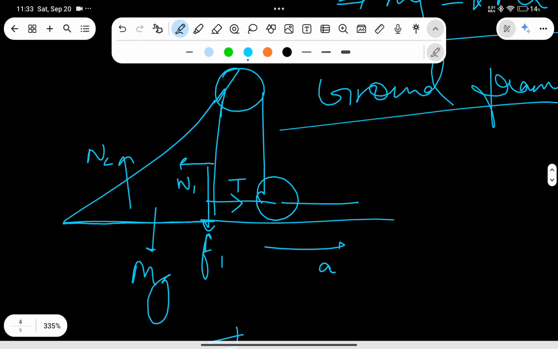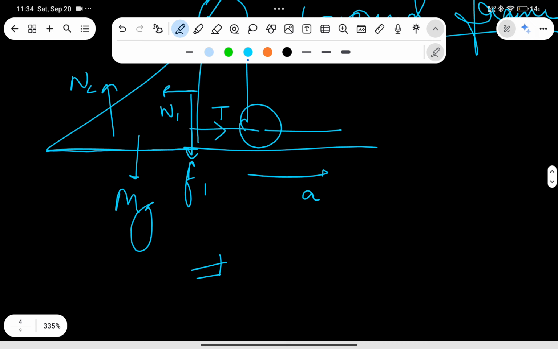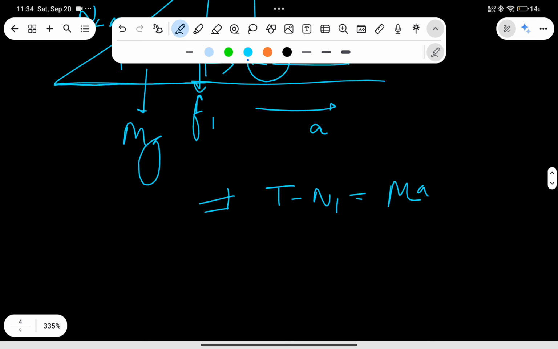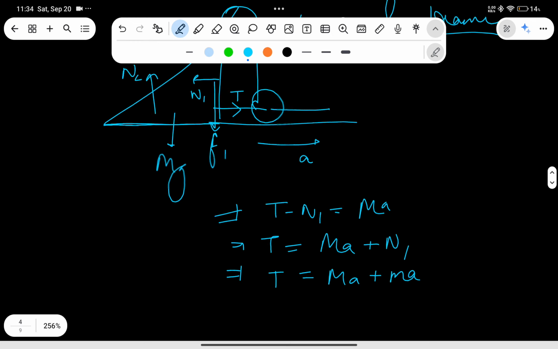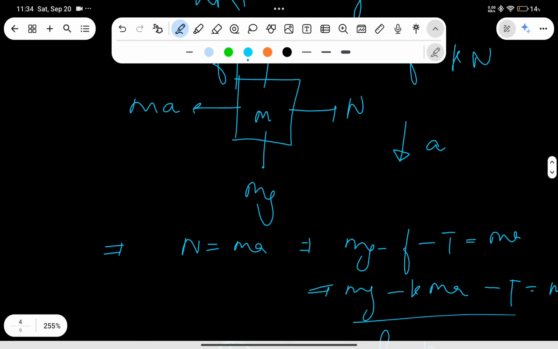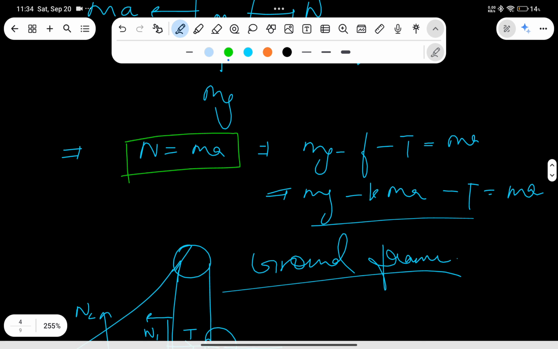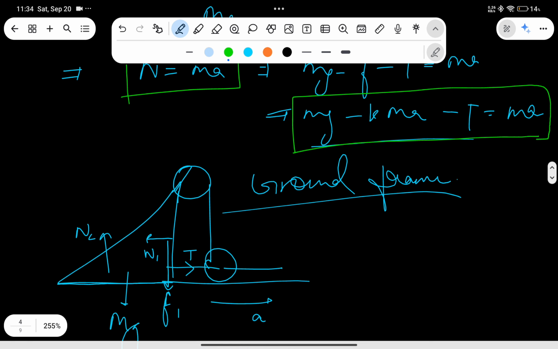This comes out that it is also accelerating in this direction, so we can write the equation as tension minus N1 is equal to capital Ma. So tension we can write as capital Ma plus N1. N1, we have seen, is equal to small ma, from the equation there. And then now we can replace tension here and get the answer.